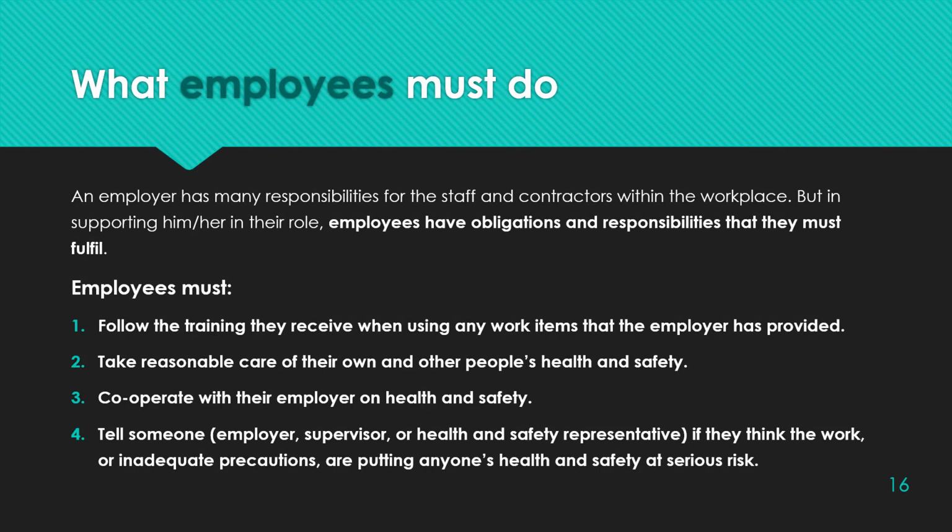An employer has many responsibilities for the staff and contractors within the workplace. But in supporting him or her in their role, employees have obligations and responsibilities that they must fulfill. Employees must follow the training they receive when using any work items that the employer has provided. Take reasonable care of their own and other people's health and safety. Cooperate with their employer on health and safety. Tell someone, employer, supervisor, or health and safety representative, if they think the work or inadequate precautions are putting anyone's health and safety at serious risk.